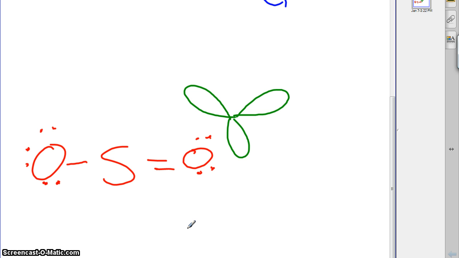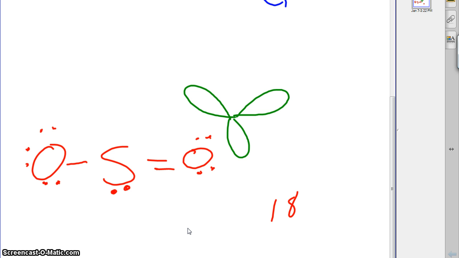So if we count that up, we got 2, 4, 6, 8, 10, 12, 14, 16, and I believe if we count it up we use 18, but that's okay because the sulfur in the middle is not happy yet. It needed 2 more anyway. So now we've got 18 total valence electrons and everybody's happy.